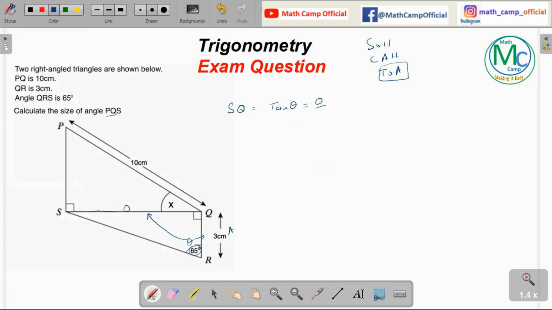equals opposite over adjacent. Tan theta is going to be tan 65. Opposite side is what we have to find out, which is SQ. So I'm just writing SQ over adjacent, which is 3 centimeters. So to find the SQ side, the 3 will move here. It will multiply: 3 times tan 65 degrees will be equal to our SQ side.